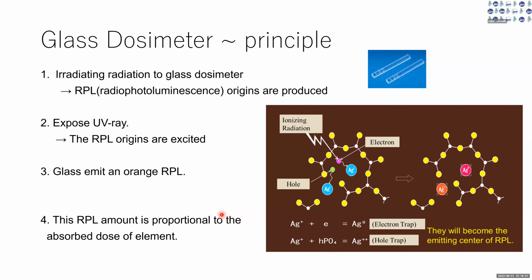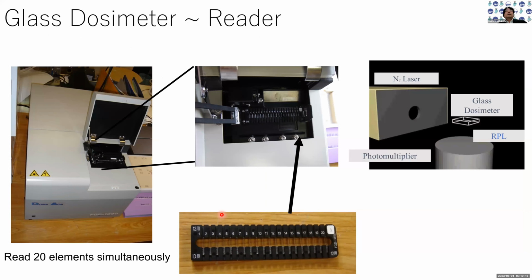And RPL centers can be cleared by annealing, for example, 400 degrees for 13 minutes. So we can use the element sequentially and repeatedly. This shows a schematic picture of the reader, and 20 glass dosimeter elements are set in this magazine and read at the same time.